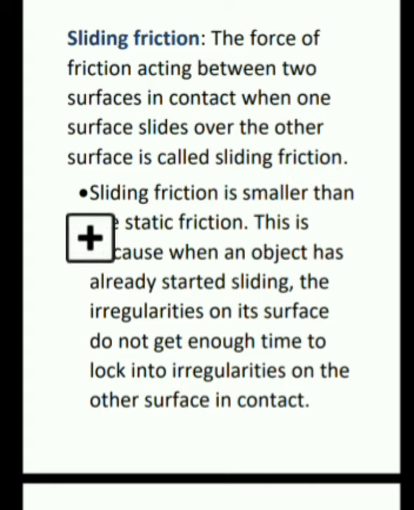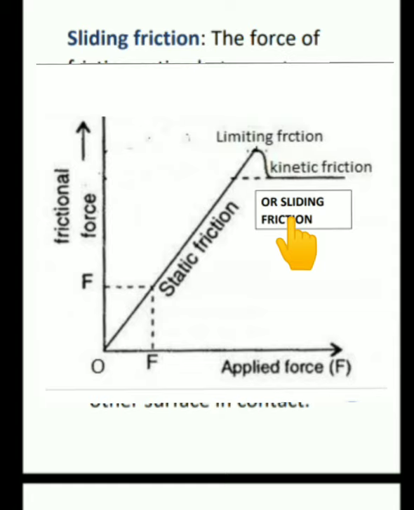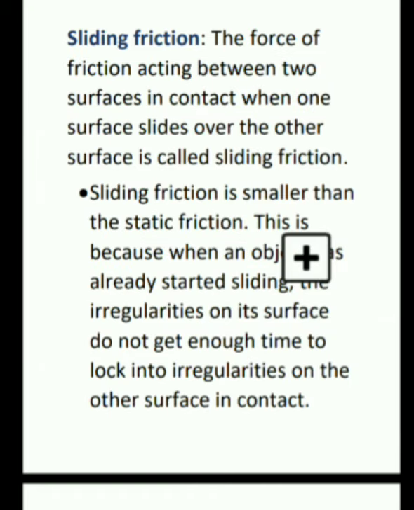Now students, you should know that sliding friction is smaller than the static friction. That is, sliding friction is smaller than the maximum value of static friction, which is also called limiting friction. This is because when an object has already started sliding, the irregularities on its surface do not get enough time to lock into irregularities on the other surface in contact.